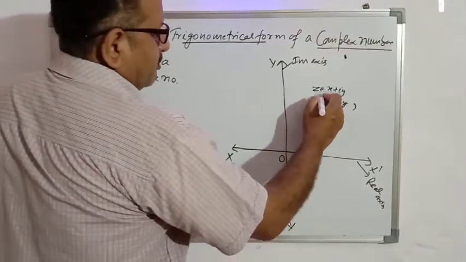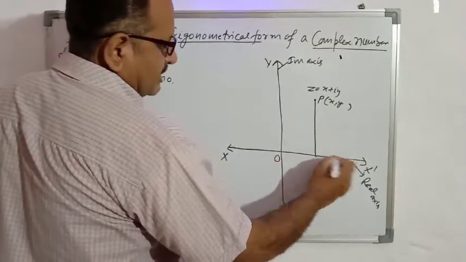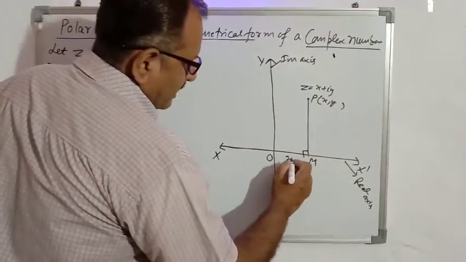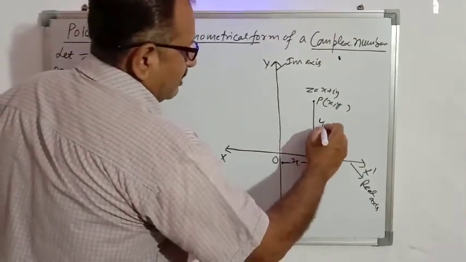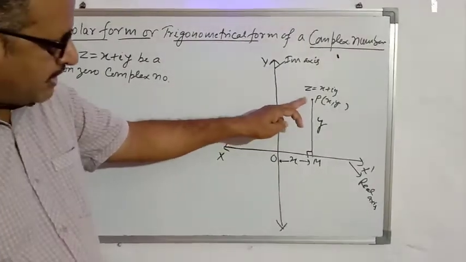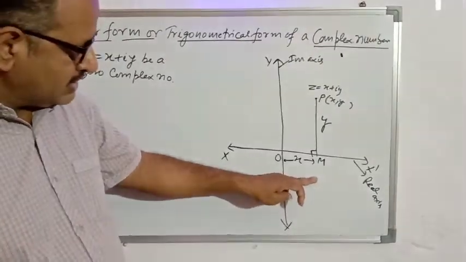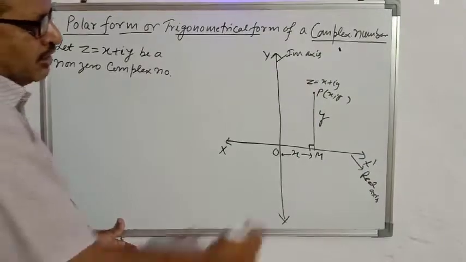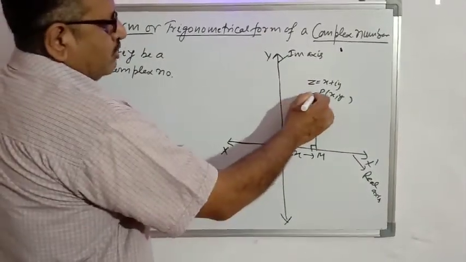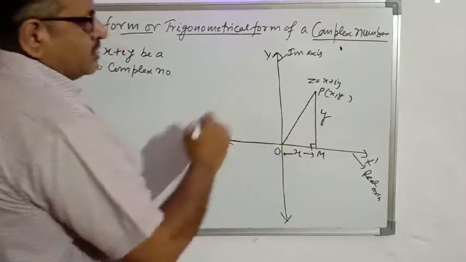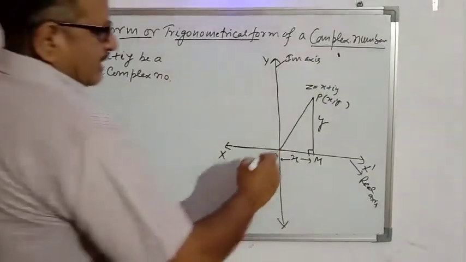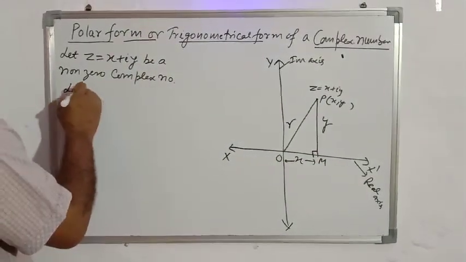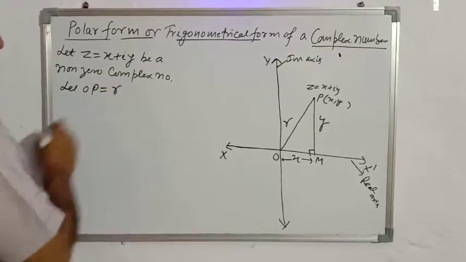So if we draw the perpendicular from P on the real axis, that is the x-axis, suppose it is M, then OM will be x and PM will be y, because the coordinate is x comma y. Now join O to P, and let OP be r.